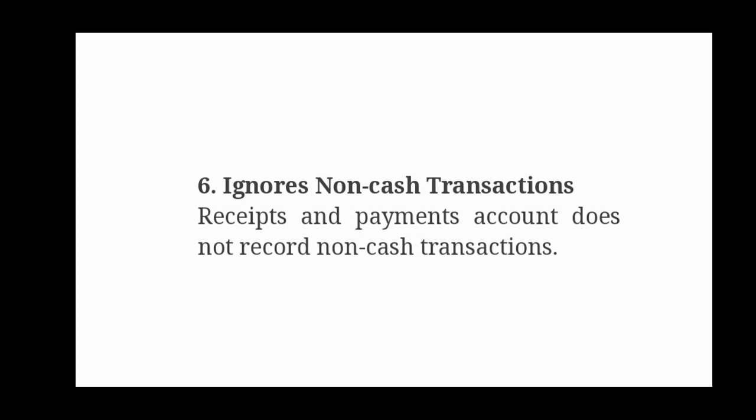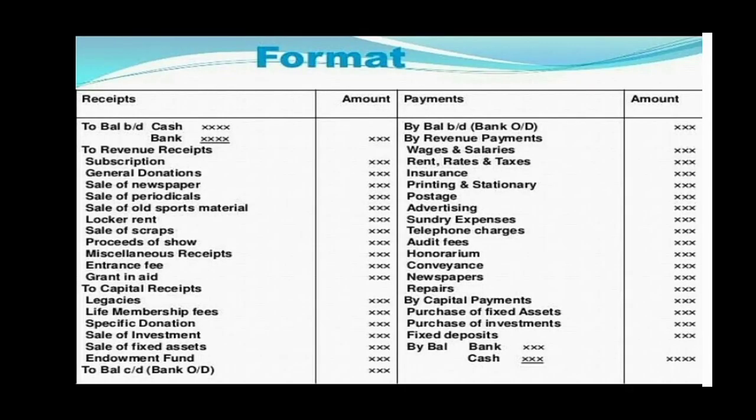Next feature, ignoring non-cash transactions. We know that the receipt and payment account is like a cash book, so you know very well the rules of the cash book. Only cash transactions will be shown, no credit transactions. So the receipt and payment account does not record non-cash transactions. We know that transactions are of two types, cash transactions and non-cash transactions. The receipt and payment account records only cash transactions.